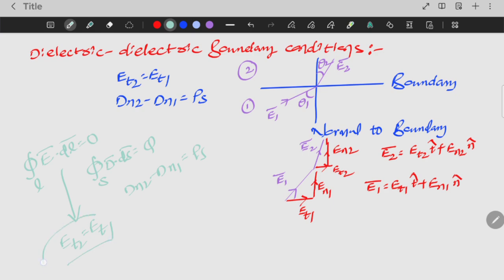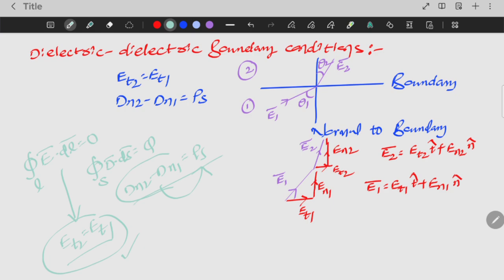This is one of the boundary conditions, and the second boundary condition is DN2 minus DN1 is equal to rho s. So what is the meaning of this? Tangential components are always the same in two media, but the normal components of the electric flux densities are discontinuous by rho s. In some cases, you can take rho s equal to 0. At that time, the normal components of the electric flux densities are continuous in nature. That means those are the same.